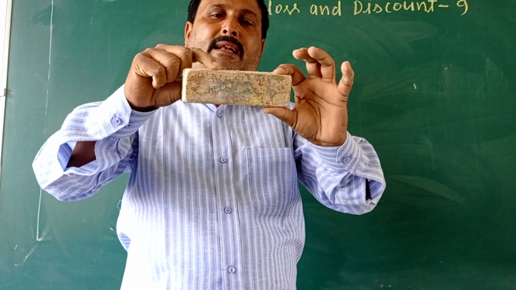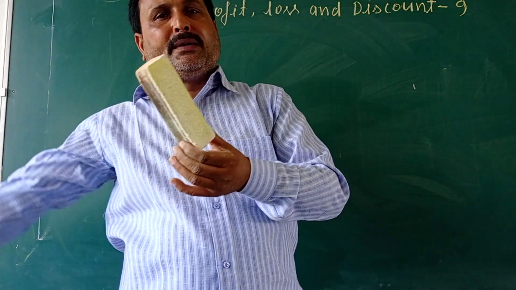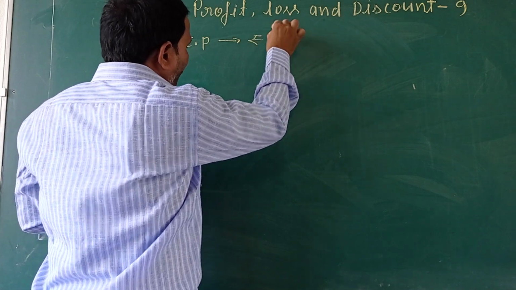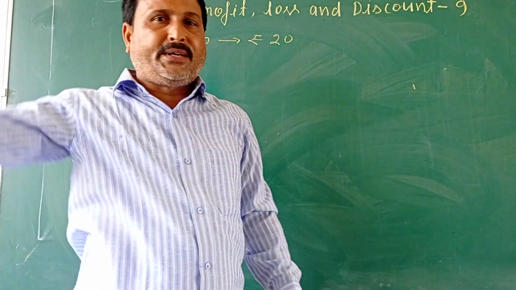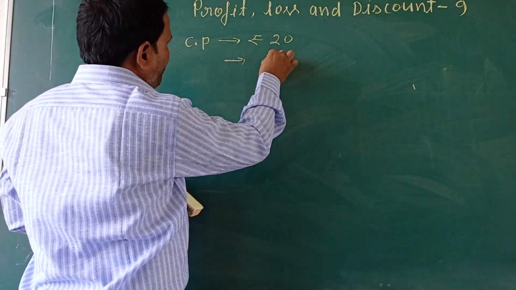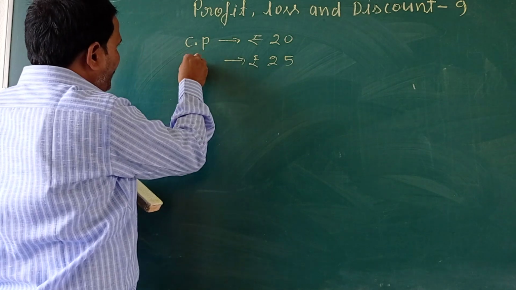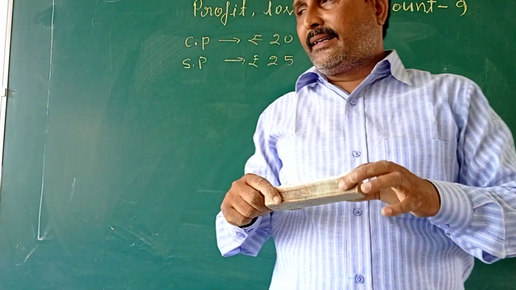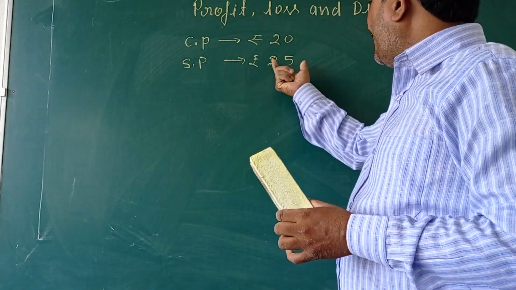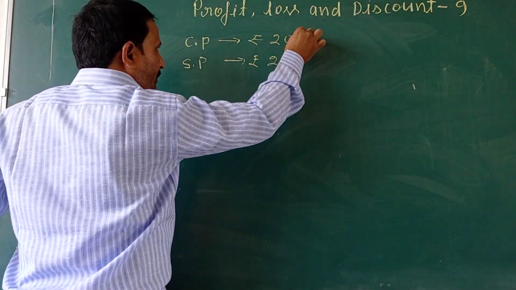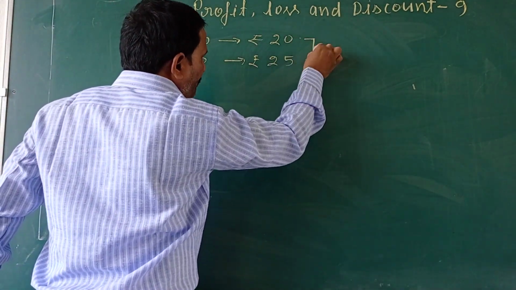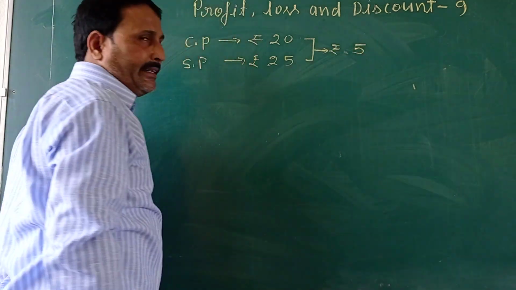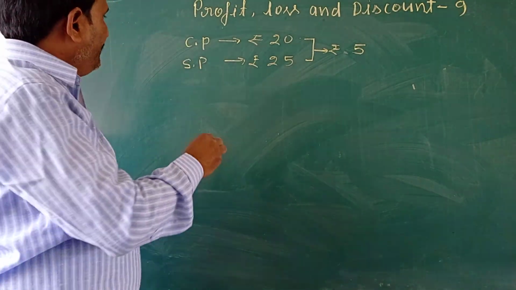If you are going to sell the same gesture to another person, suppose you have purchased it for 20 rupees and you are going to sell this gesture to your friend for 25 rupees, that will be SP, selling price for you. Now you know that you had a gain of 25 minus 20 is equal to 5 rupees. You are gaining 5 rupees. That is your gain.